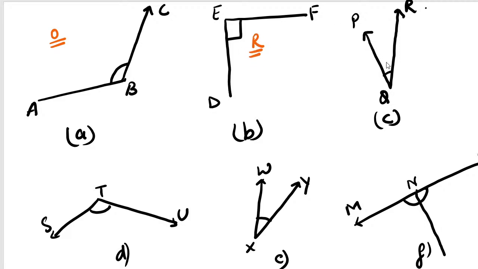Then if we talk about this one, so we have to put our D on this ray, and then we have to measure this thing. Yes, then we have to measure this thing. So now tell me which angle it is. It is an obtuse angle or an acute angle? Tell me. It is obtuse angle or an acute angle?